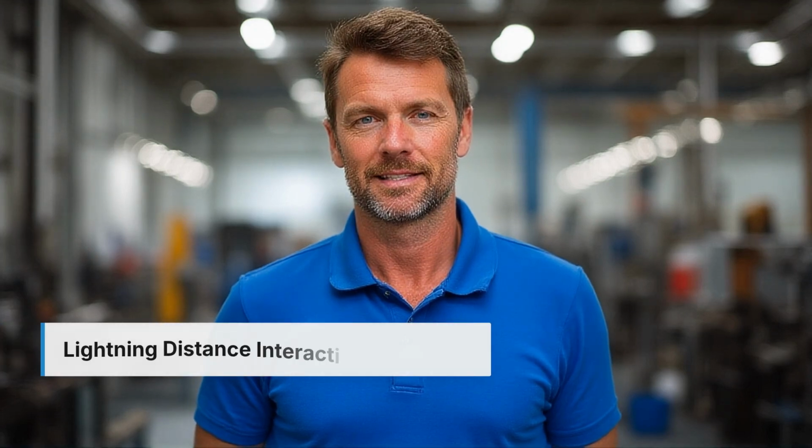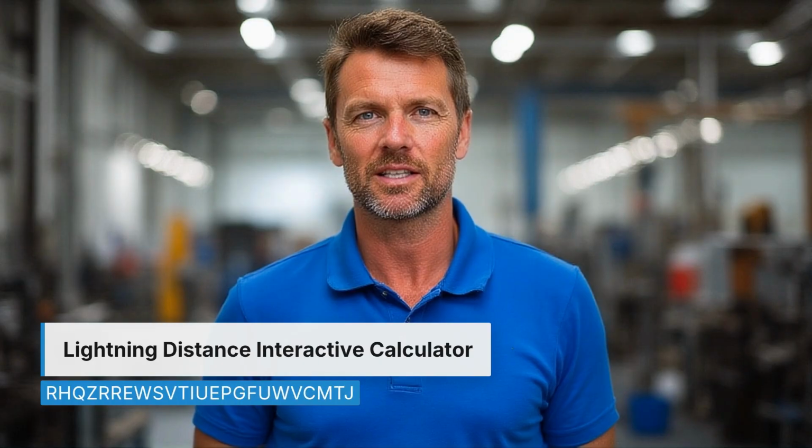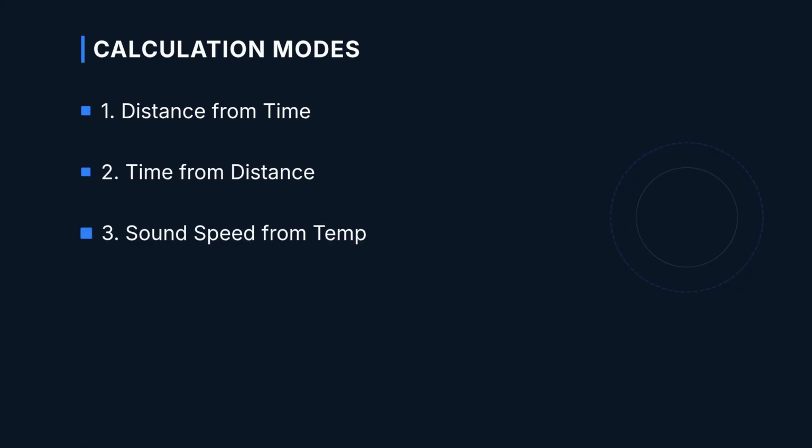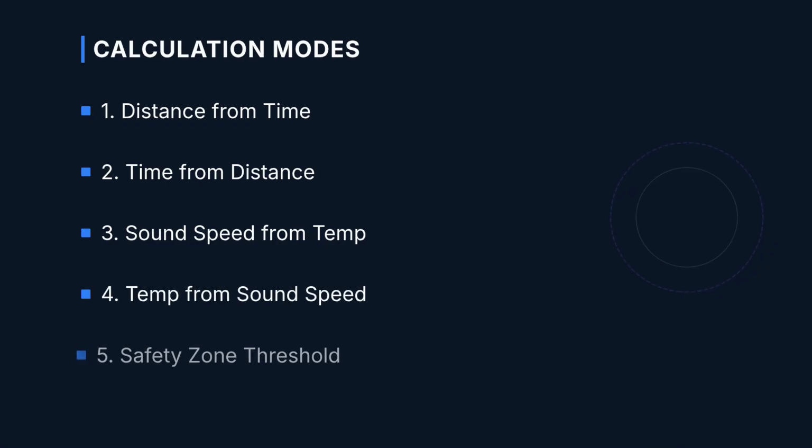The lightning distance interactive calculator determines how far away lightning struck based on the time between flash and thunder. This calculator has 5 calculation modes: calculate distance from time delay, calculate time delay from distance, calculate sound speed from temperature, calculate temperature from sound speed, and calculate safety zone time threshold.